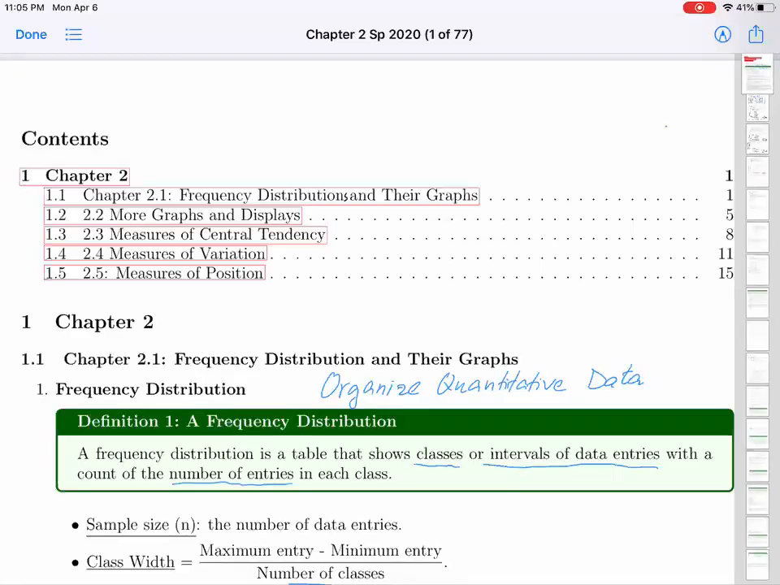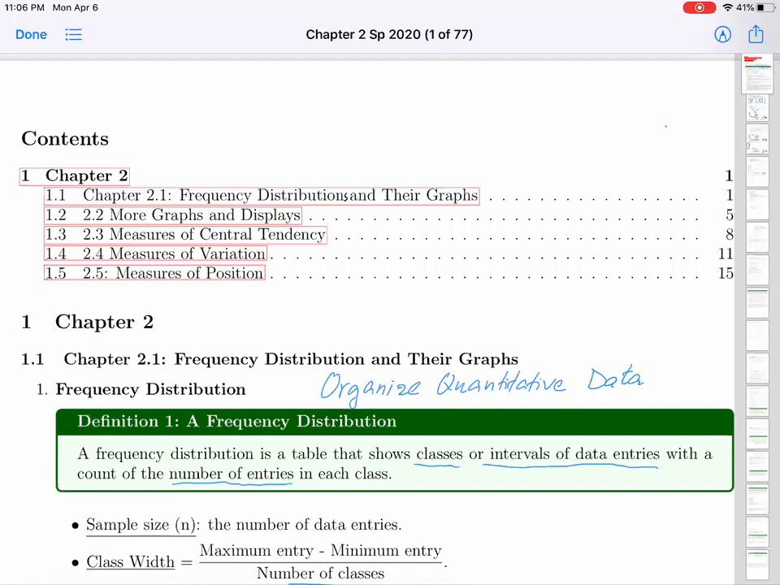Chapter 2 introduces some techniques that are used in descriptive statistics. The first section of Chapter 2 is about frequency distributions and their graphs. So we use frequency distributions to organize quantitative data, and frequency distributions help us to recognize any trends or patterns that lie within the data.